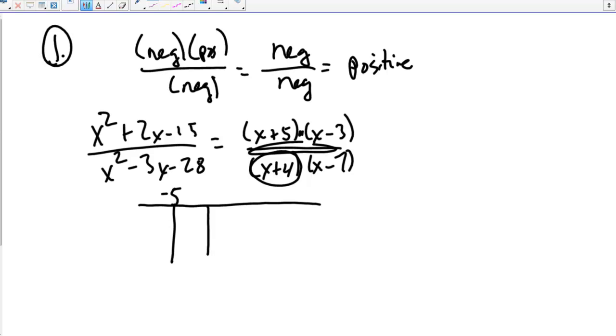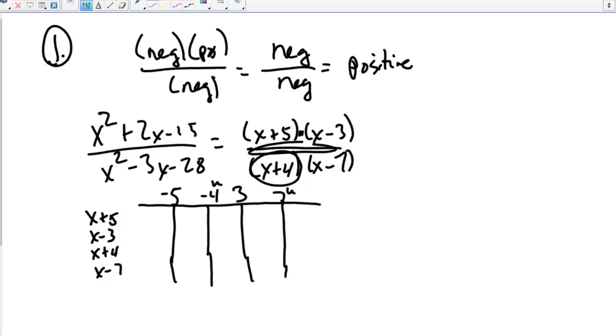Negative 5, negative 4, 3, and 7 here, and a little u's there. And we could split this up into being x plus 5, x minus 3, x plus 4, x minus 7 here, and just look at the individual parts and study those.